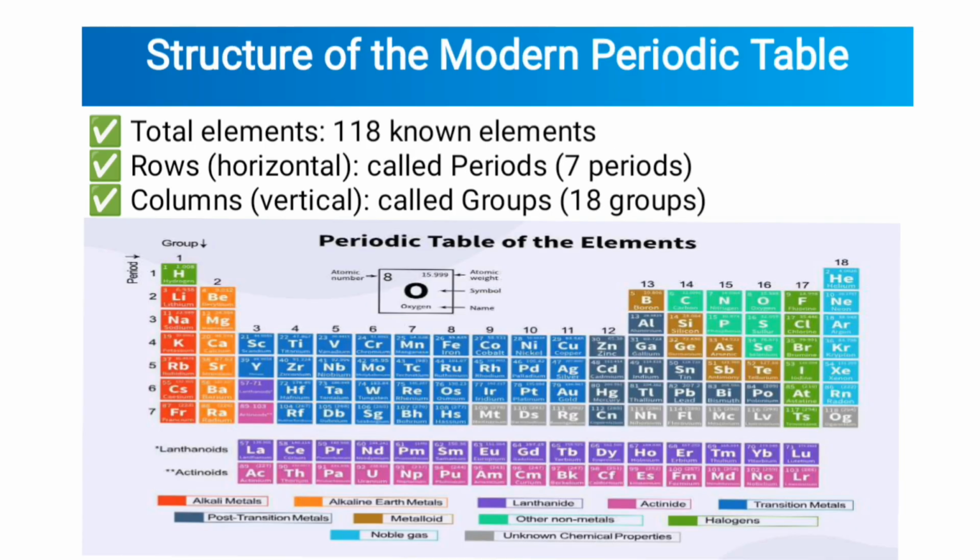Now, the structure of the modern periodic table. My dear student, now let's see how this table is organized. The total number of elements is 118. Rows in the periodic table, which are horizontal lines, are called periods. There are 7 periods in the periodic table, and a column, which is vertical, is called a group. There are 18 groups. Now, let's break it down.